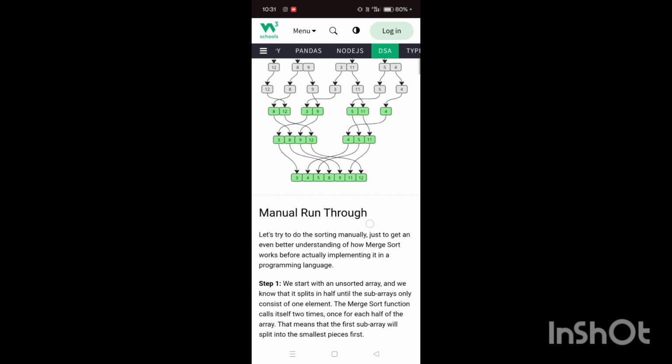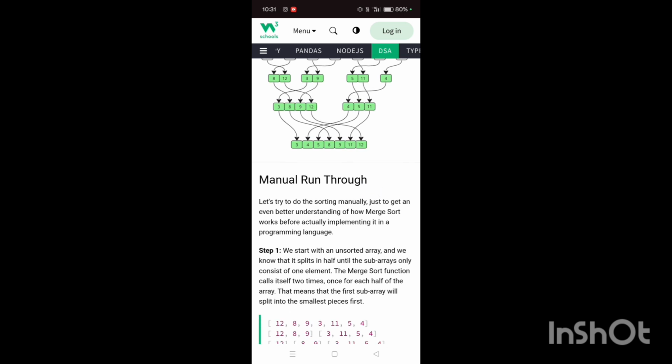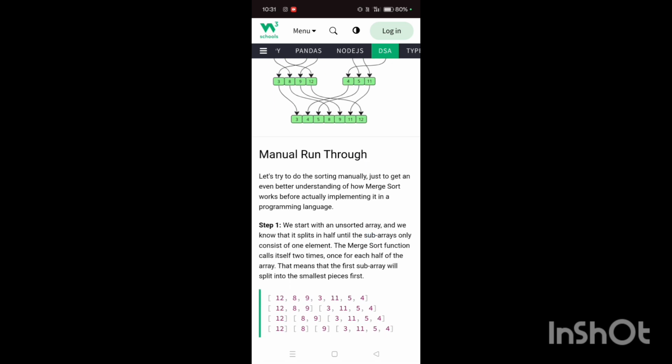Manual run through. Step 1. We start with the unsorted array.